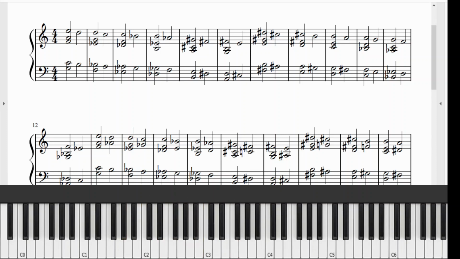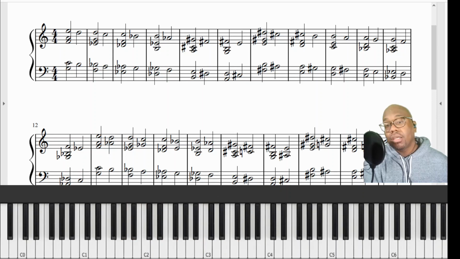Nice little exercise. So you want to kind of get these in your fingers. You know, be able to start any place and just, the biggest thing about this is to know what key that you're in. Okay. Don't just get it in your fingers. Like, know what key you're in. Know what you're doing there.